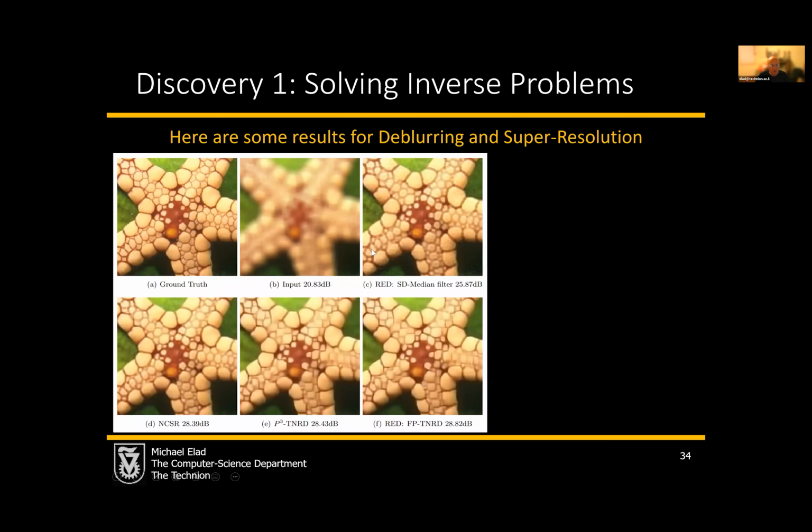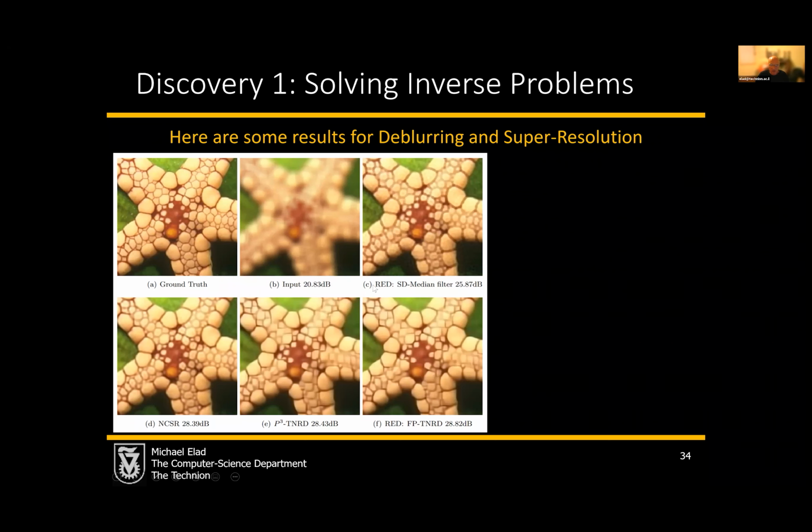Let me show you some results. This is a ground truth image. This is the degraded image by blur, horrible blur and some noise. And what you see here, let's start here. This is the NCSR, a very specifically tailored method for deblurring and for super resolution, NCSR, and it works beautifully. And this is the result we get.